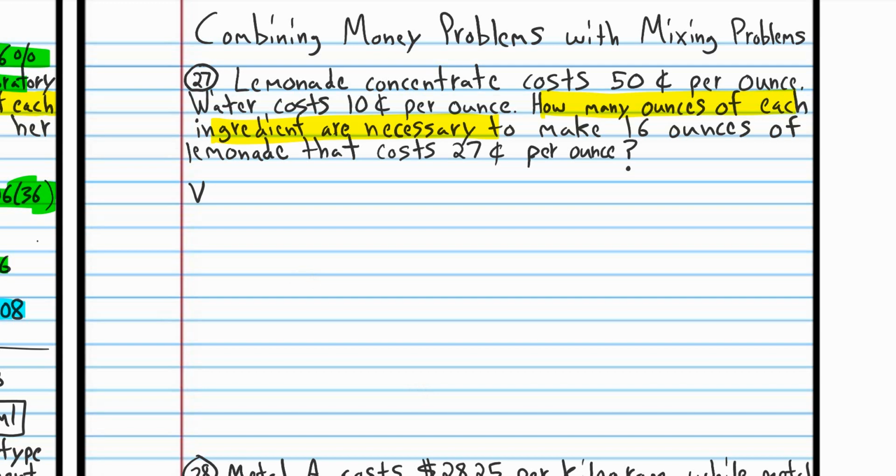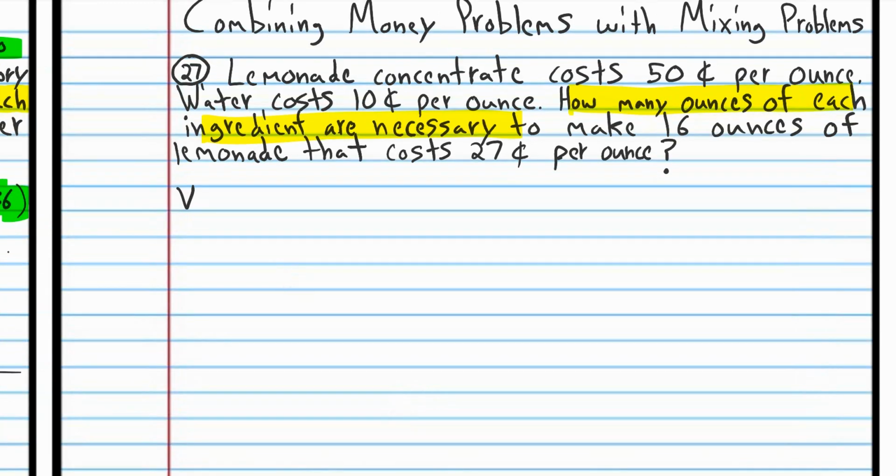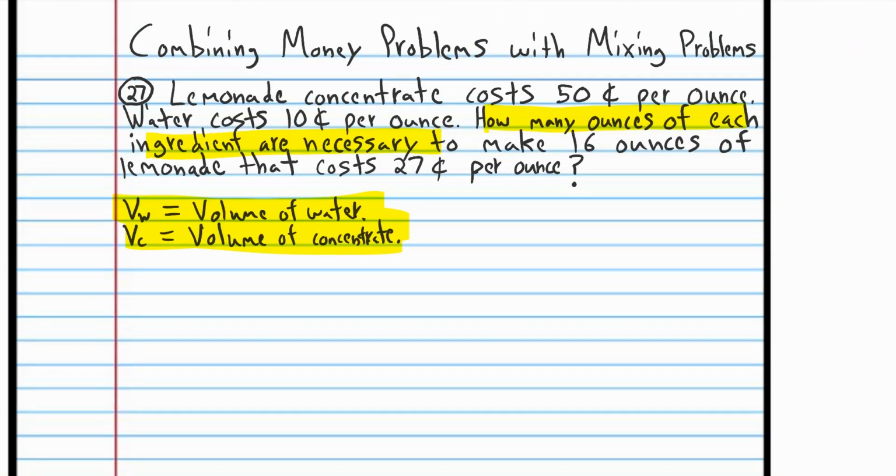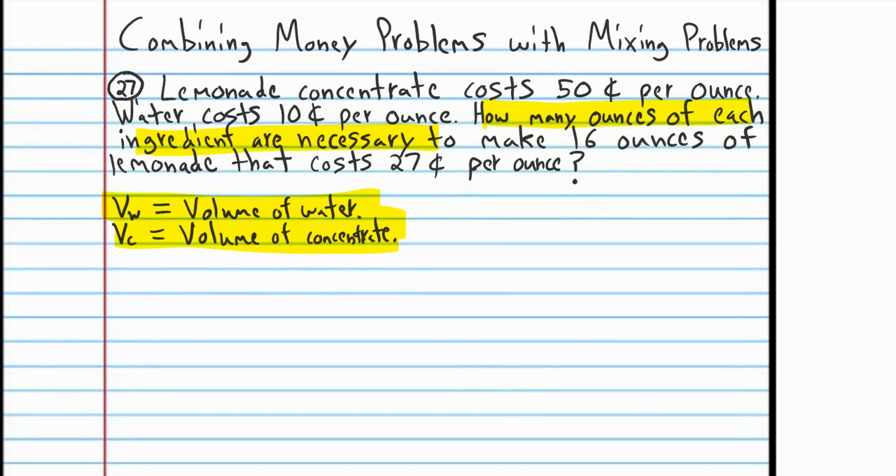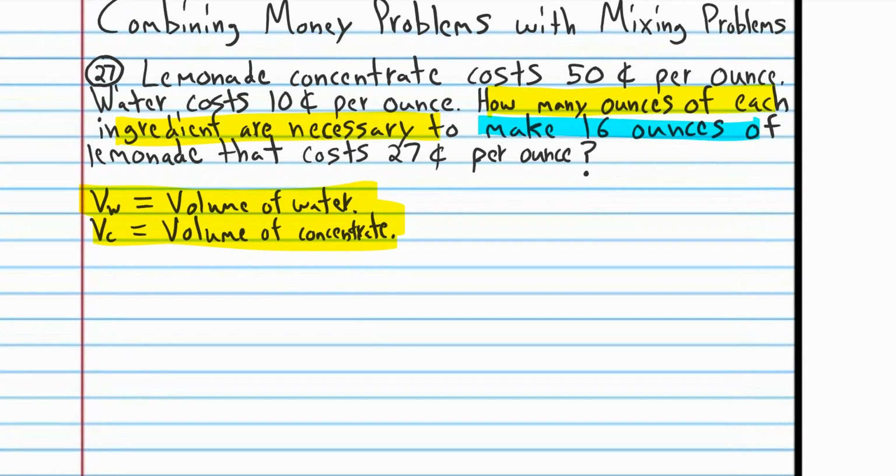So volume of the water is going to be VW, and VC is going to be the volume of the concentrate. All right, so let's look for the easy equation. Make 16 ounces. So VW plus VC is equal to 16.